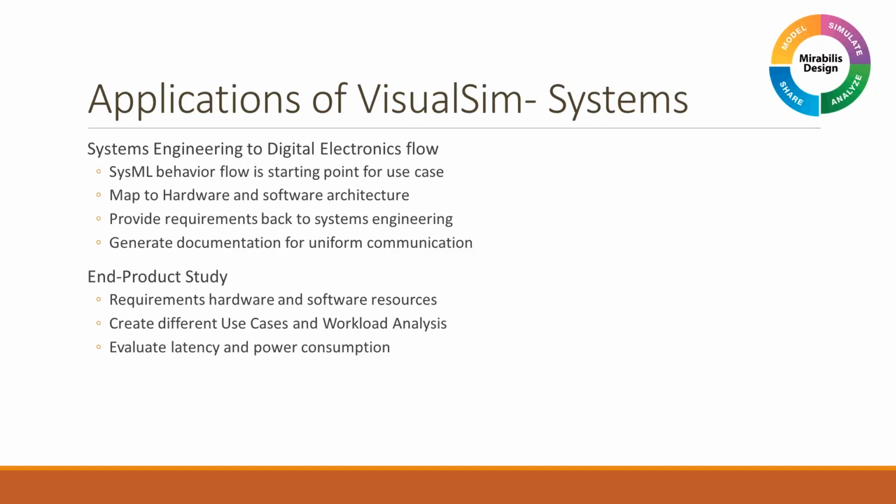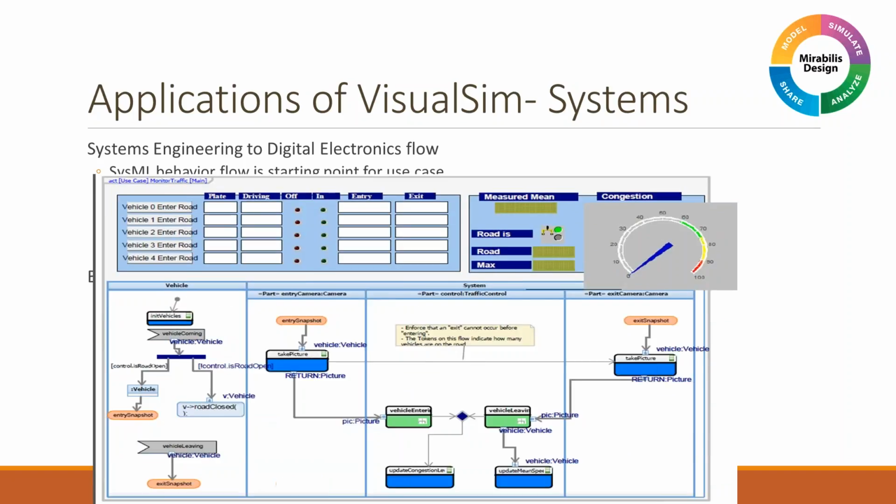So this is really an end product study. This is what the final product is going to look like when it's deployed at the customer's location. One of the things you want to do is run a lot of corner cases, use cases, and workload analysis, and be able to identify any bottlenecks or system failures. The key attributes that you look at would be latency and power consumption.